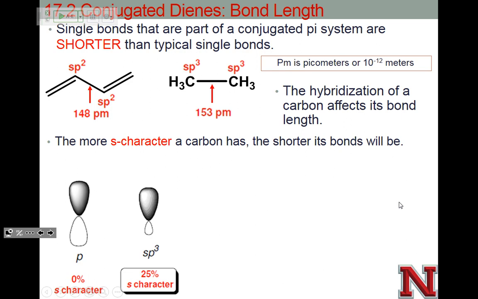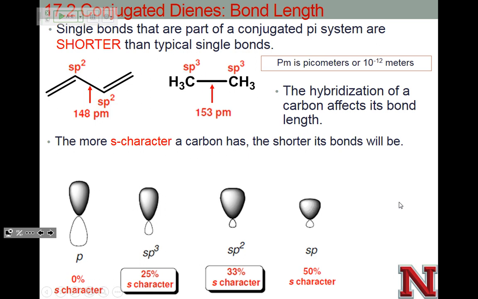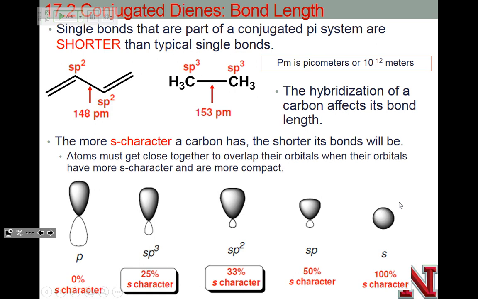Our p orbital looks like this. Our sp3 is a little bit shorter because we're mixing one s and 3 p orbitals. sp2 is even shorter because we're mixing one s and 2 p's, because the third p is unhybridized. And then, of course, our triple bonds are the shortest. Because of that, remember our sigma bonds are a head-on overlap. So because we have a bond between two sp2 hybridized orbitals, it's a bit shorter than our sp3. So that's one explanation for why that bond is shorter. We're going to be looking at another explanation soon.